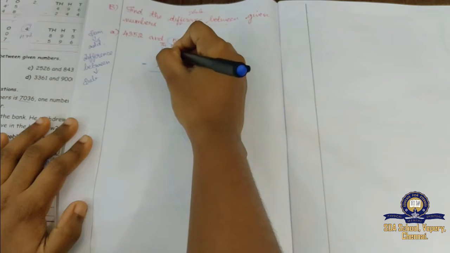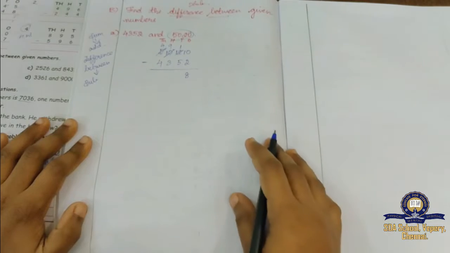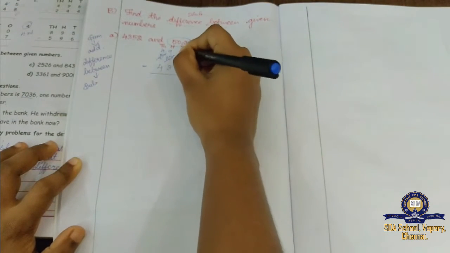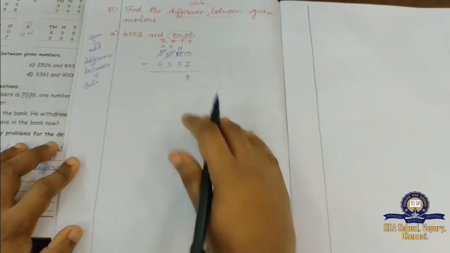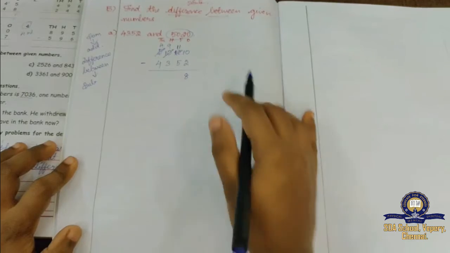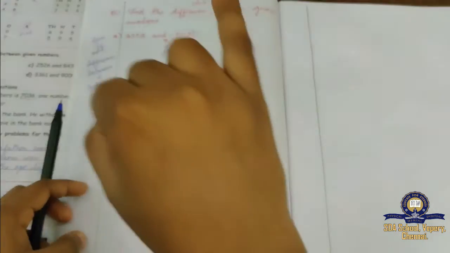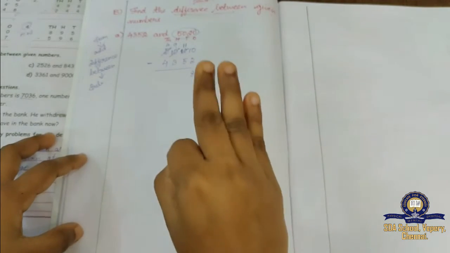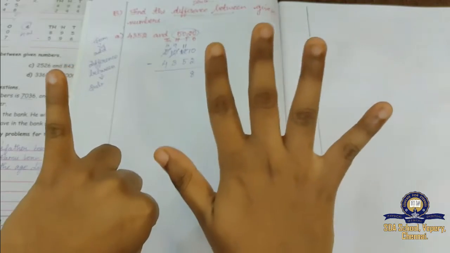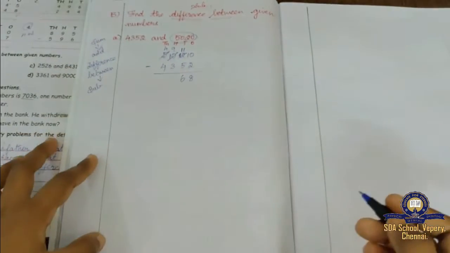So here 9, and here 1. So here we have 11, and here we have 5. So what is 11 minus 5? So 5 after 6, 7, 8, 9, 10, 11. How many fingers? 6 fingers. So here 6 is the answer.